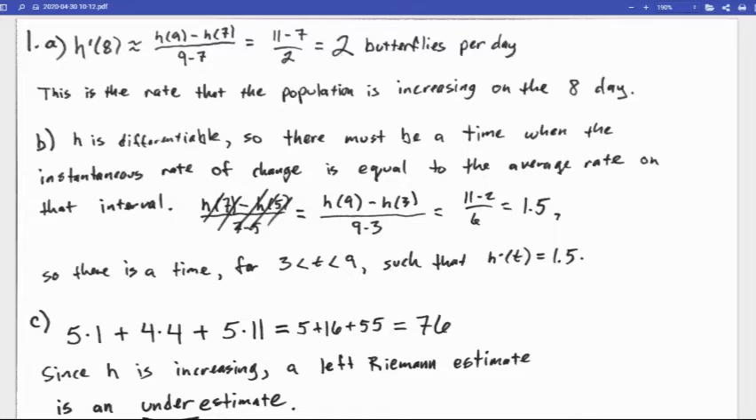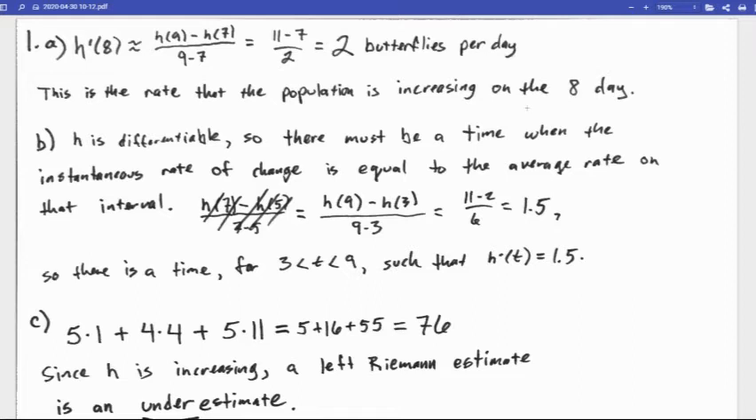And it does say use correct units and interpret the meaning. So if all you write down is 2, you're not going to get very much for that. But to say butterflies per day, and then this is the rate the population is increasing, or this says that 2 more butterflies showed up on the 8th day, or something like that.